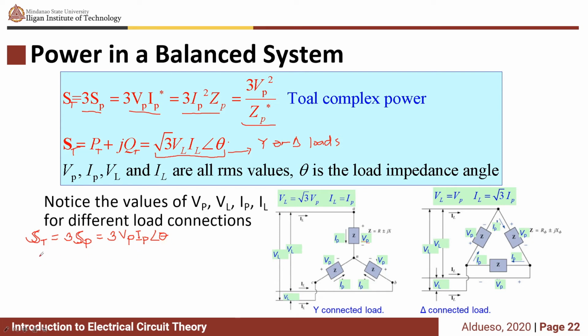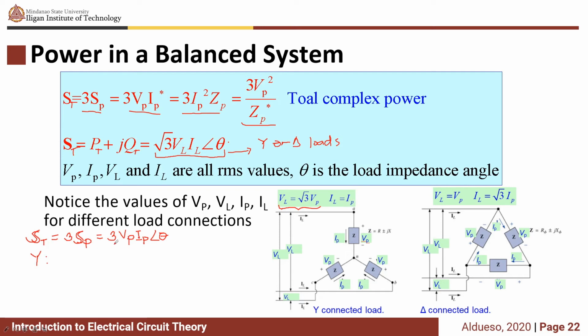So for Y connected loads, the relationship between VL and VP is this. VL is equivalent to square root of 3 times VP, and IL is just equivalent to I phase.